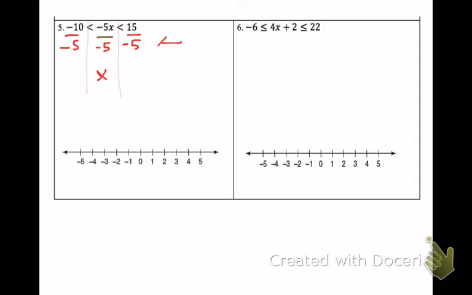Now, question is, do I flip it? And the answer is yes. You switch it because we divided by a negative. So I'm going to switch these guys. This is going to be -3. That's going to be a 2. And I'm just going to go ahead and switch it over.